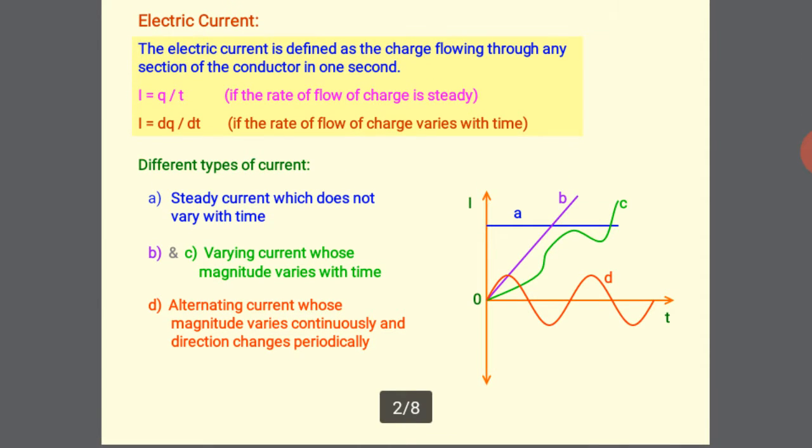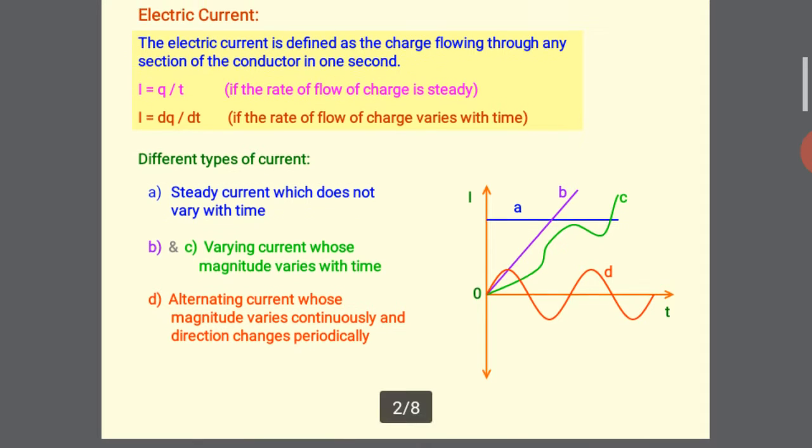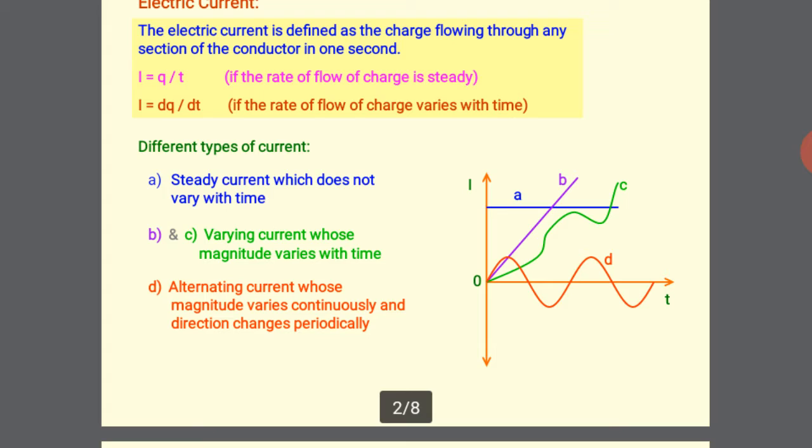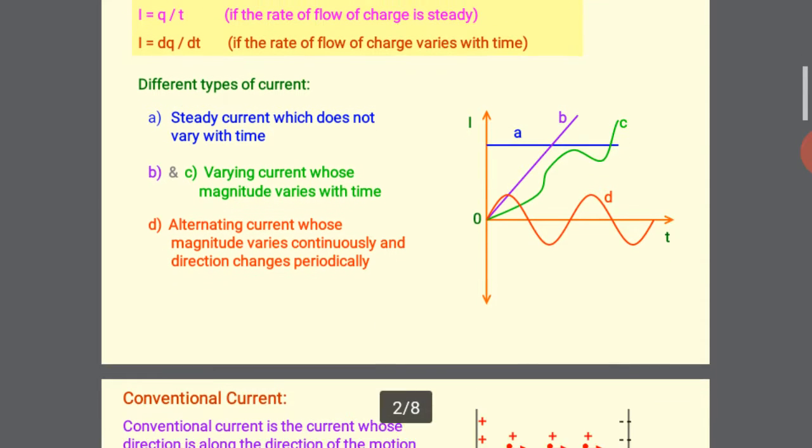Now in the figure, different types of current are shown. As in A, the current is not changing with time, so this is steady current. In B and C, we can see that the current is varying with time, and in D we can see that the magnitude of current varies continuously and the direction changes periodically. This type of current is known as alternating current.